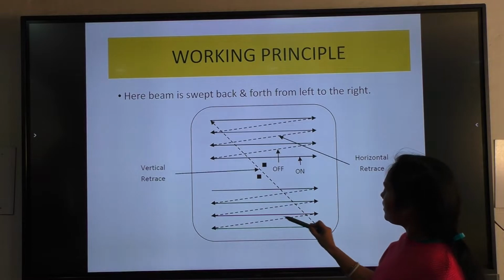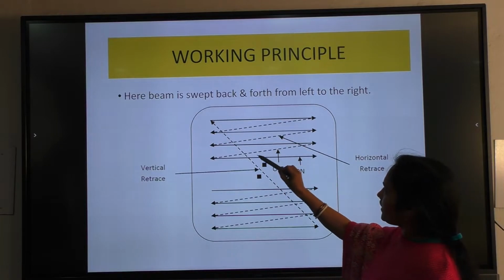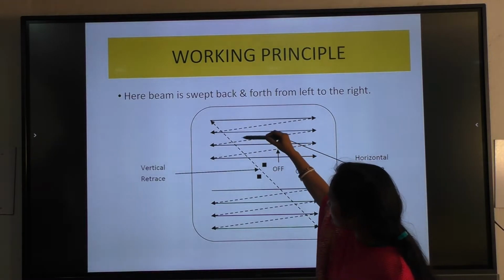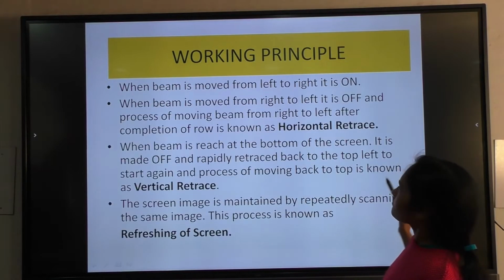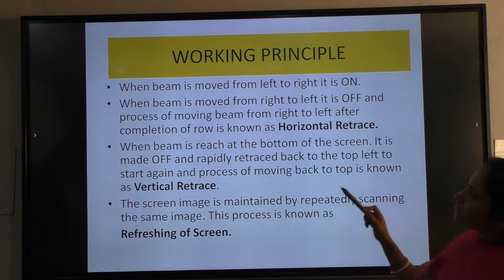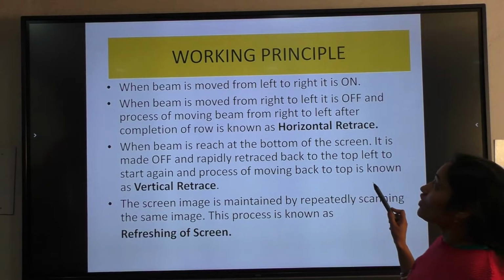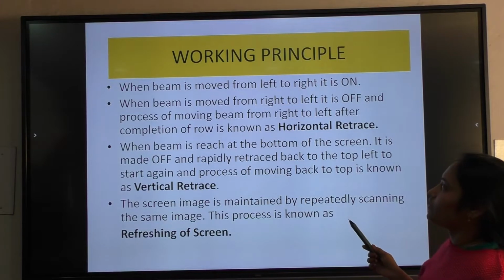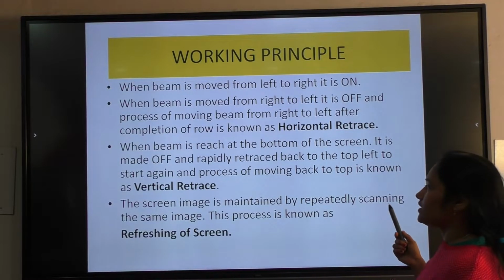When it has scanned all the lines, it moves from bottom to top and scans the next frame line by line. When it moves from bottom to top, the line shown here as a dotted line is known as your vertical retrace. When the beam moves from left to right, it is on. When the beam moves from right to left, it is off. The process of moving the beam from right to left after completion of a row is known as horizontal retrace.